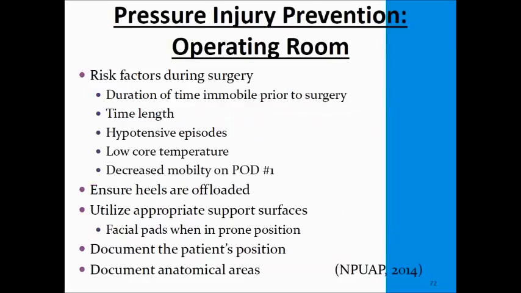Pressure injury prevention in the operating room. Patients in the OR are immobile, so prevention is important. Risk factors during surgery include duration of time that they're immobile prior to surgery, length of surgery, hypotensive episodes that can occur during surgery, low core temperature, and decreased mobility on post-op day number 1. You want to make sure the heels are offloaded and utilize appropriate support surfaces.